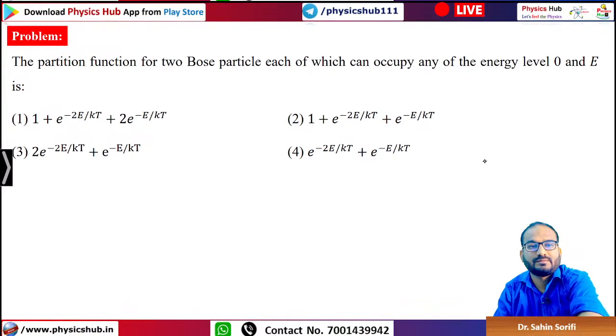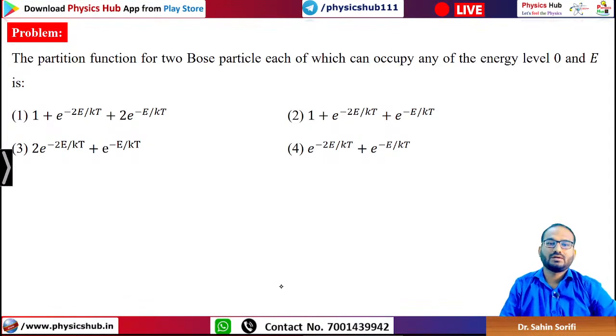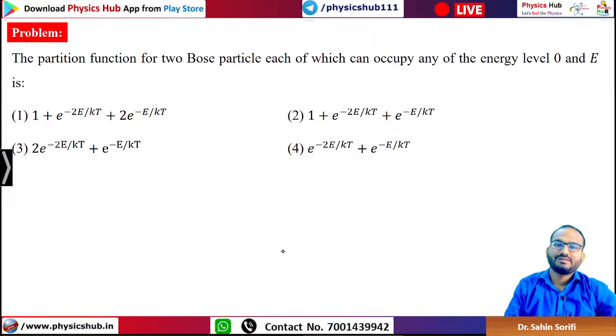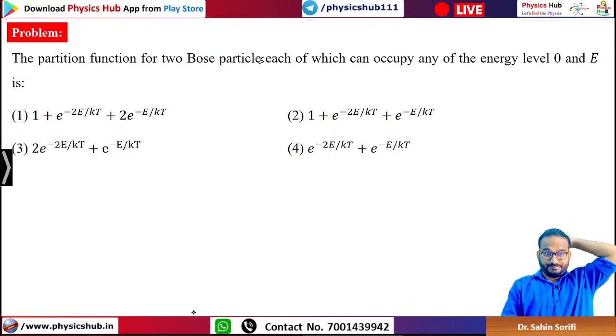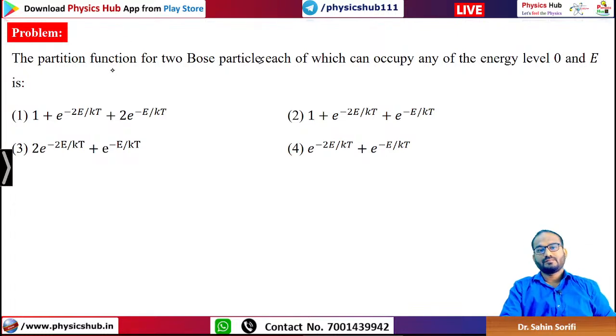Let us go for this problem. The partition function for two Bose particles, each of which can occupy any of the energy levels 0 and E each. Can you do this problem? Partition function, you know the formula: sum over i Gi e to the power minus beta Ei.